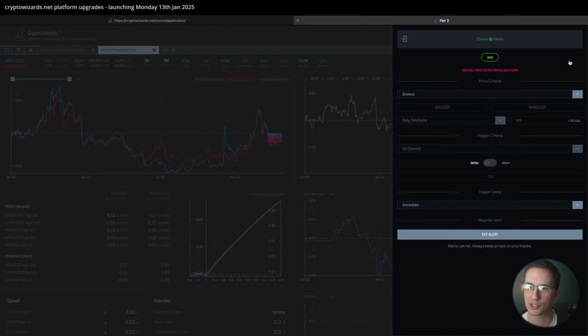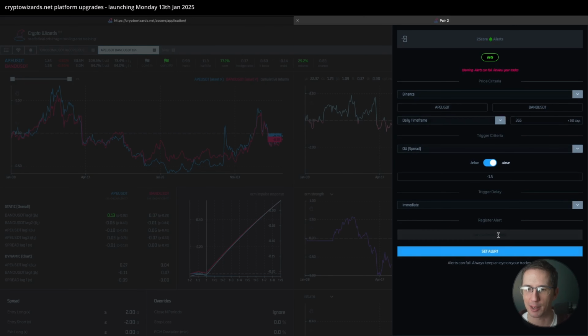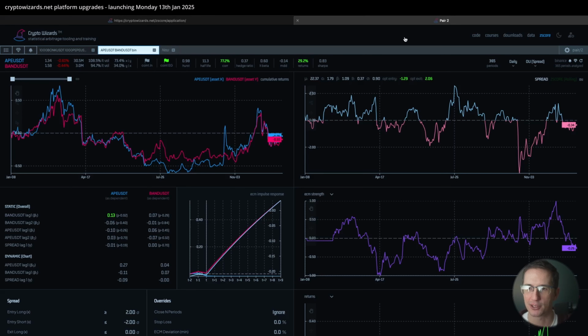If you want to set alerts, just click on the bell up here or on the scanner tab. You can click on the bell and do that over here. So I can go ahead and set my alert, and there you go, my alert has been set.